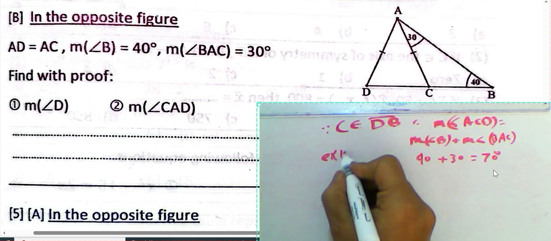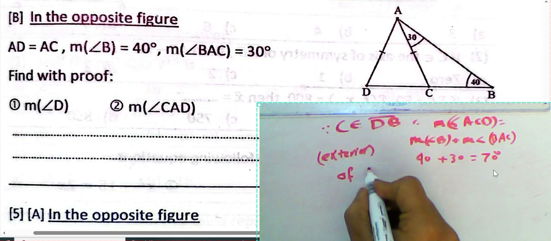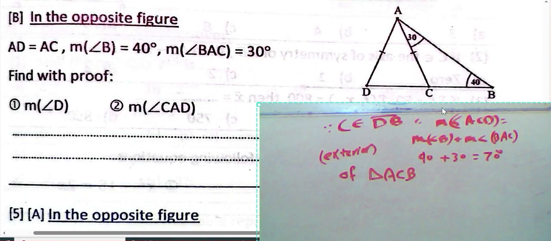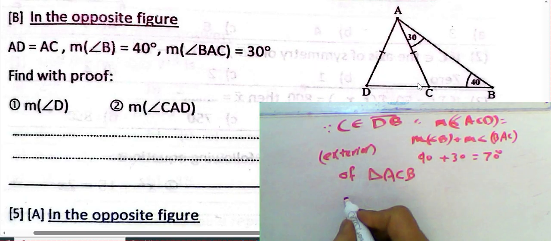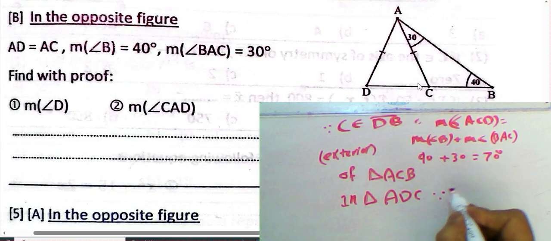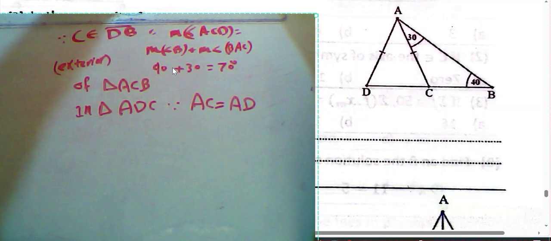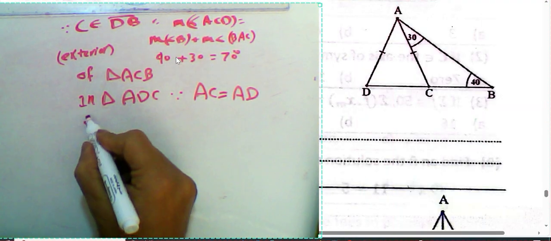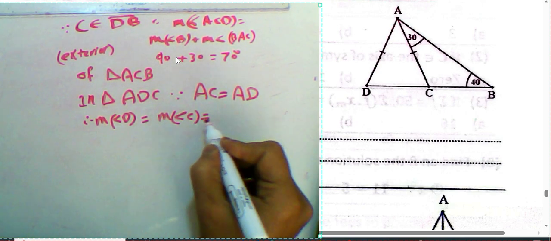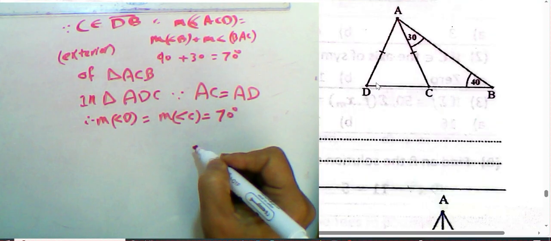We can write exterior angle of triangle ABC. Understood? This angle will be 70 degrees, the exterior angle. Then in the triangle ACD such that AC equals AD, they are equivalent. The measures of the two base angles are equivalent. Then the measure of angle D equals the measure of angle C, the base angles. They are 70 degrees. The measure of each one equals 70 degrees.